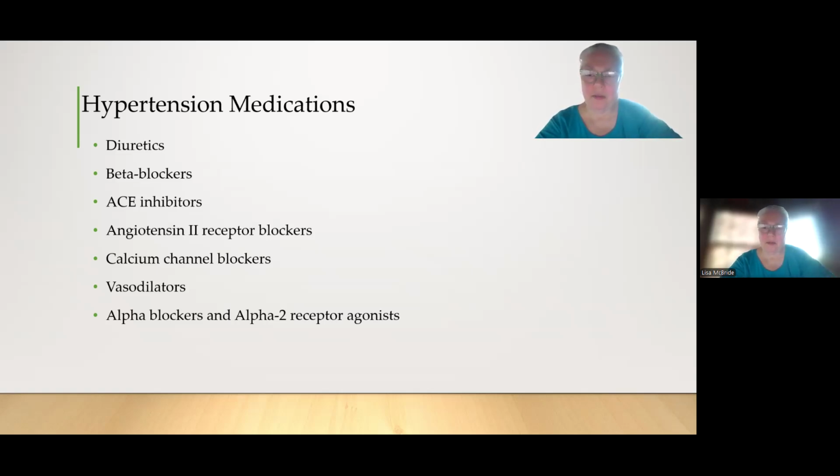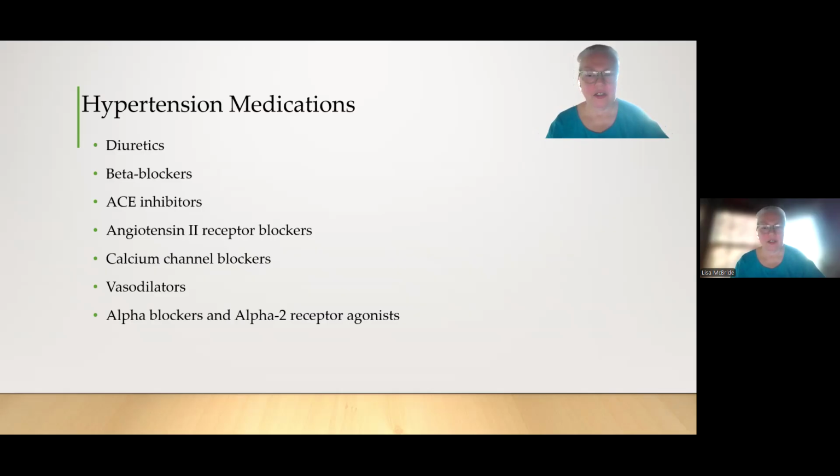Now, remember that captopril and enalapril and lisinopril have that nasty, nagging little cough that's sometimes associated. Now, that doesn't mean this person shouldn't be on that med, but if it becomes nagging to the point where it's constant, then maybe they need to go to an ARB instead of the ACE inhibitor. We want to make sure that we put them on whatever works for them.